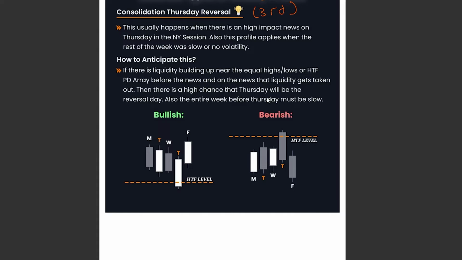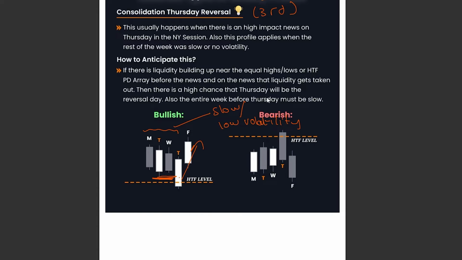Now this type of profile usually occurs when the first 3 days, that is Monday, Tuesday and Wednesday, are pretty slow or low volatility, and on Thursday we get an aggressive purge of the lows. If we are looking for a bullish scenario using the Thursday reversal pattern, we will look for an aggressive purge of the lows and a closure back above the higher time frame level. And when the price closes back above the higher time frame level, you can look for longs.